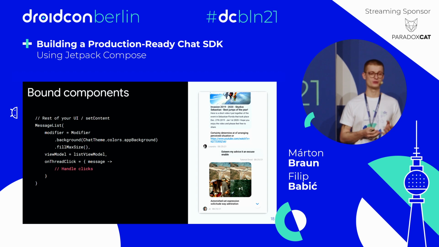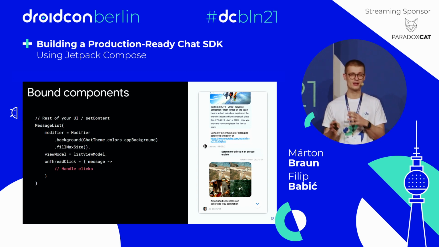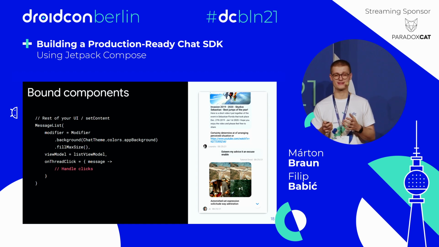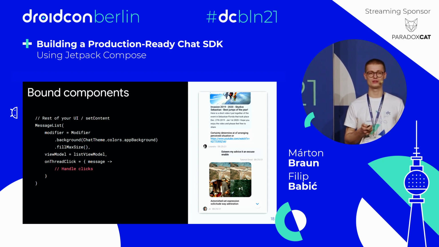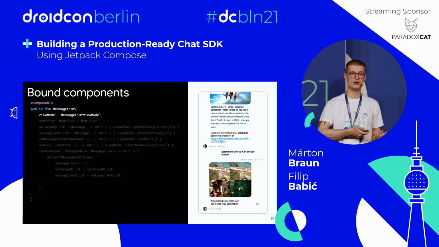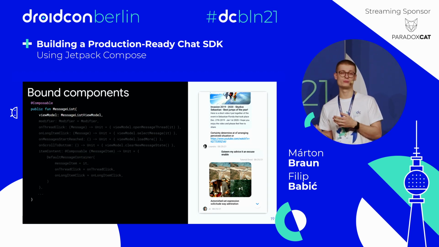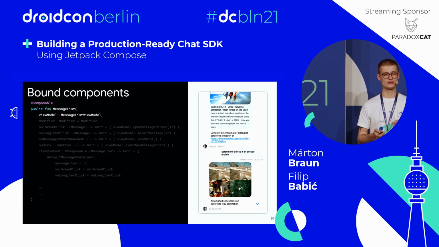Next, we have the bound components. As I mentioned, these are very specific, a portion of the screen, but again, out-of-the-box solutions. So here we have the message list, which represents the list of messages on a messages screen. Again, it's very easy to integrate. You can just put it with the rest of your UI or in your set content function or something like that. And you can combine them with both your UI, which is completely custom, and our components, which, again, you can customize.